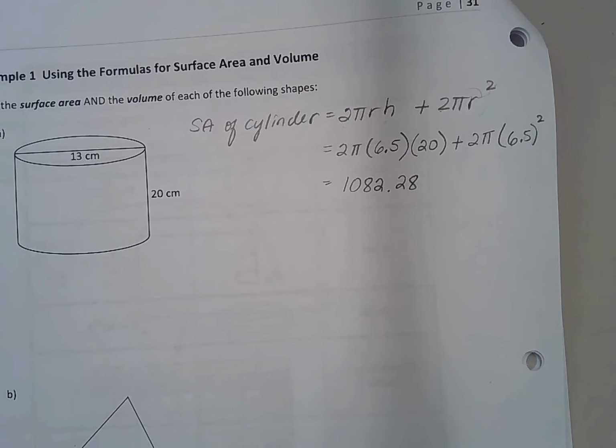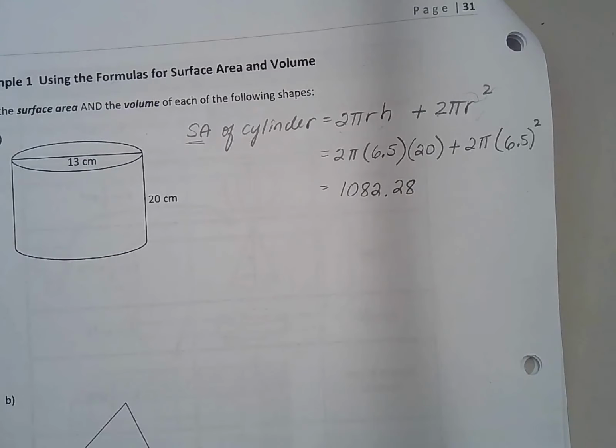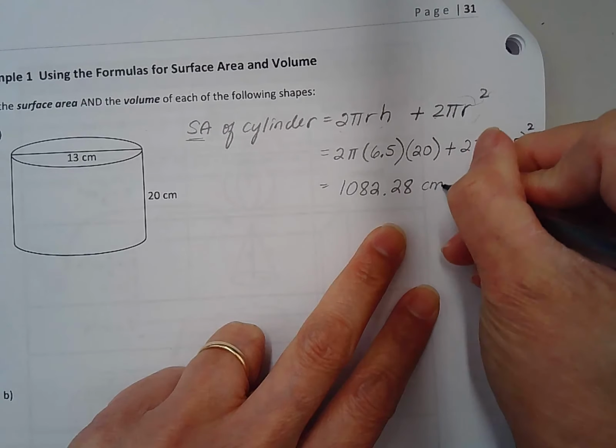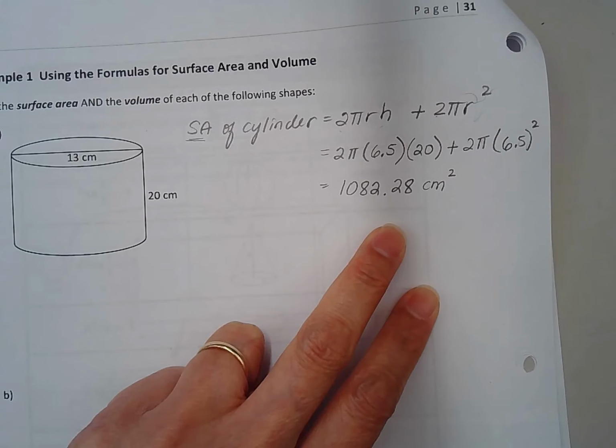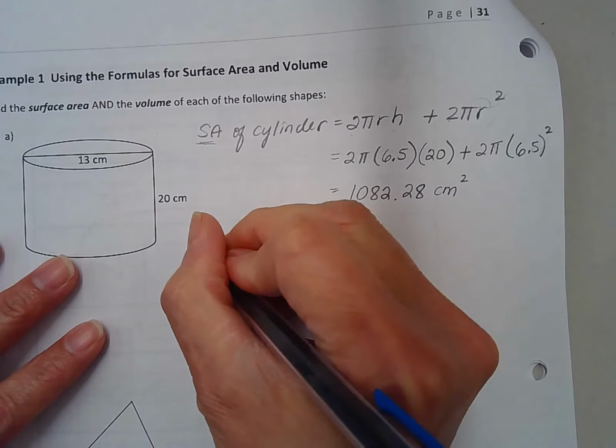Did you get 1082.28? Yes? Okay, so we're almost done. Now, because we're talking about area, surface area, the unit would be centimeters square. Anything that's area is unit square. Okay? So that's the outside. Now let's do the volume.